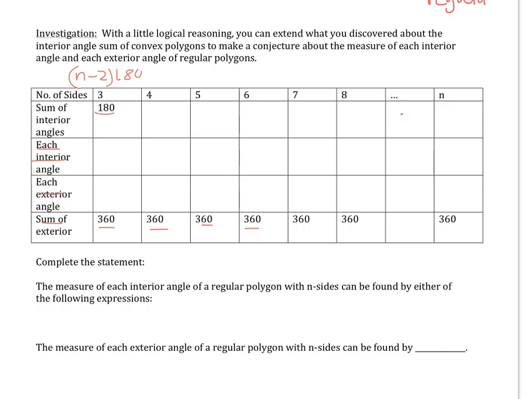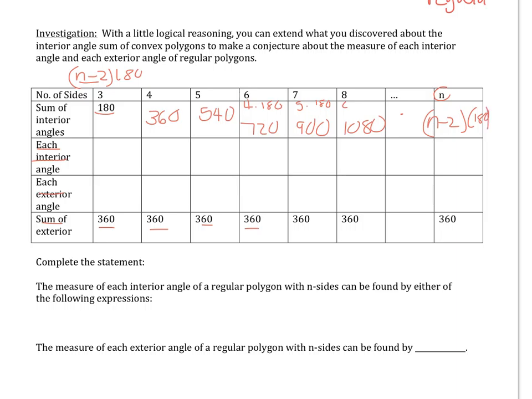So for a triangle, it is 180. For a four-sided quadrilateral, it's 360. For five-sided, we're doing n minus 2 times 180, so 3 times 180, 540. For six-sided, it's going to be 4 times 180, or 720. For seven-sided, 5 times 180, 900. For an eight-sided, 6 times 180 is 1080. So for n, we know it's n minus 2 times 180.